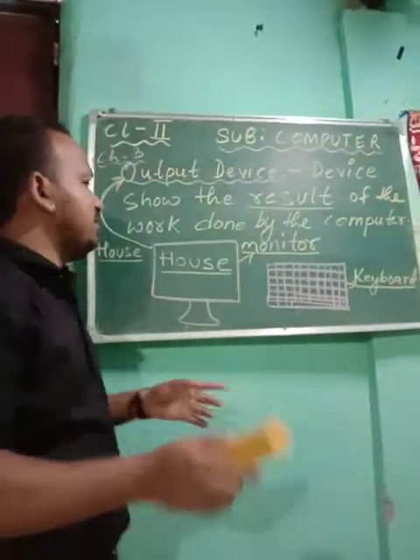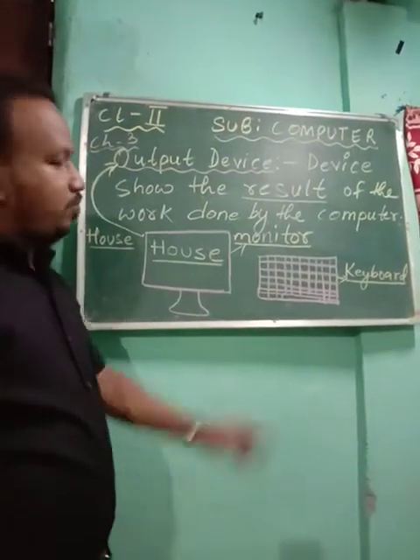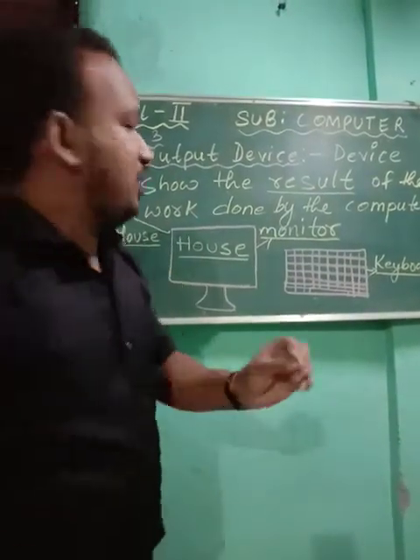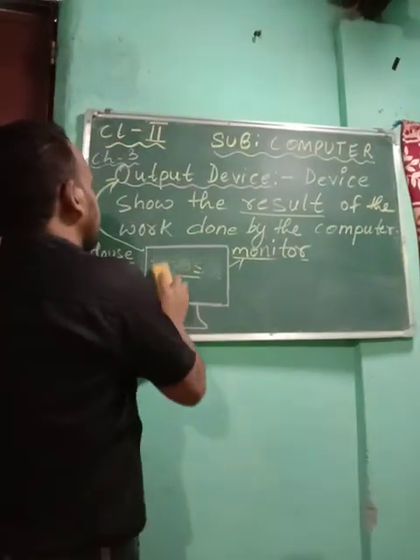One more drawing we will do with the help of a diagram, and you will understand more. Now we have done the spelling of house with the help of a keyboard. Now we are going to make a diagram with the help of a mouse. Mouse is also your input device. So you see here.